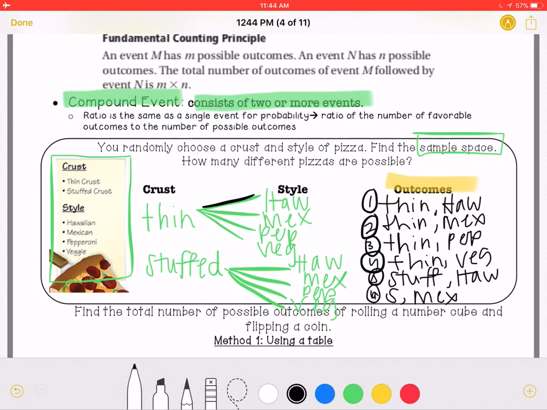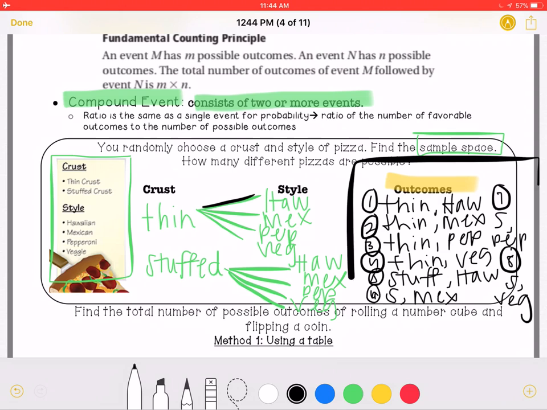That's a 6. My 7th option, I'm going to come up here, was stuffed pepperoni. And my 8th option was a stuffed veggie. So this is your entire sample space, listing out all of the possible outcomes. Now they asked you how many different pizzas are possible. There are 8 possible pizzas, and we just listed them all out.